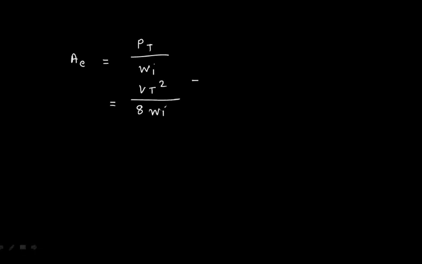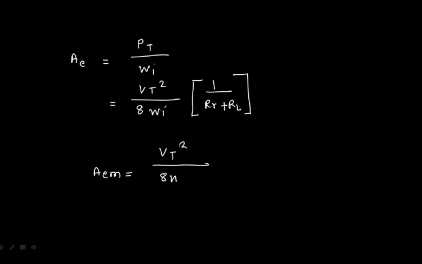What will be the resistance in the antenna? Radiation resistance plus loss resistance. So collectively we have combined those two resistances. So I can say my maximum effective aperture AEM is equal to VT square divided by 8WI into 1 upon RR plus RL. So both resistances will be considered here. Multiplying it with the incident power density gives the maximum power delivered to the load. If you multiply this with the incident power density, you will get whatever power is delivered to the load. So this is all about the effective aperture.